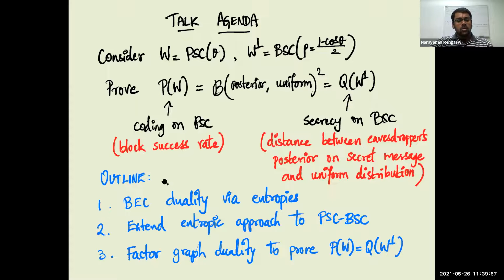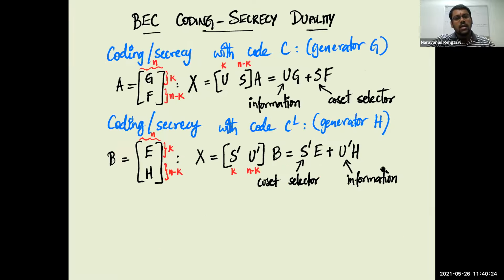So the outline of this talk would be to start with the BSC duality, look at it using entropies, generalize it to this pair of channels, and finally use factor graph duality to prove this just using linear algebra. And thereby we'll ignore a lot of quantum information machinery. And hopefully this is more accessible and you get a different kind of intuition. Okay, with that said, let's jump into the setting.